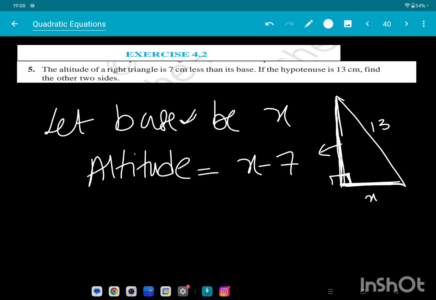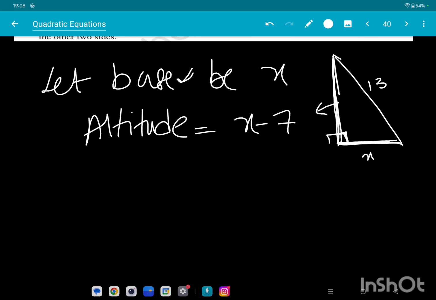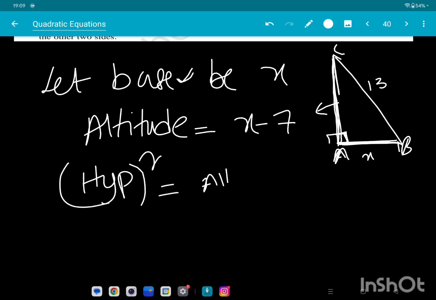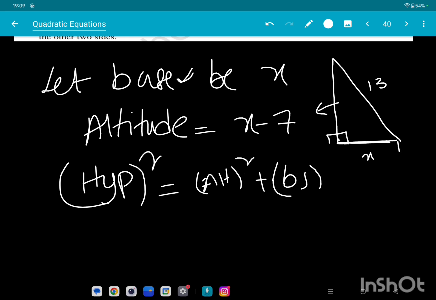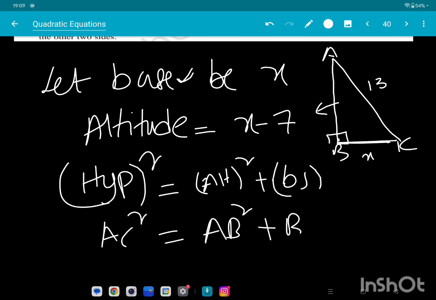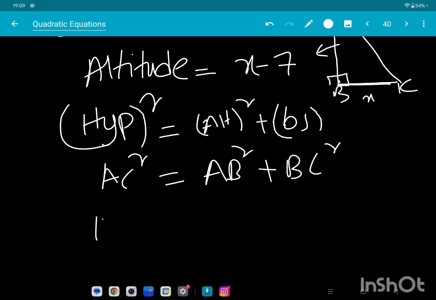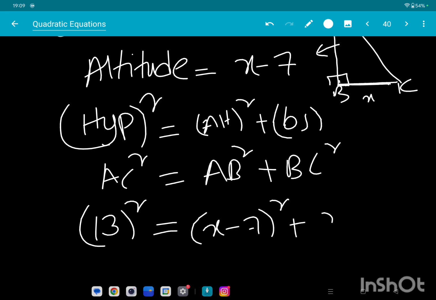Now we need to find both values. Here it was already given the clues, x and x minus 7, we have all the values. Now we need to find both sides. How can we find? We already know it is a right angle triangle. Hypotenuse square is equal to altitude square plus base square. In triangle ABC, AC square is equal to AB square plus BC square, right? Now what is the AC square here? AC square, which was given as 13 square, is equal to what is the AB square? AB is nothing but the altitude, which is x minus 7 whole square, plus BC square is x square only.